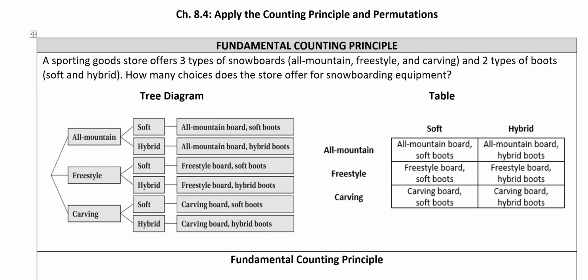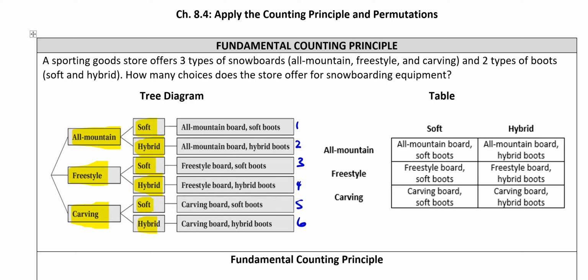Now, at this point, we've looked at 2 ways of figuring this out. We can look at a tree diagram. We'd start with our 3 types of snowboards: all mountain, freestyle, and carving. All mountain would branch off to soft and hybrid for boots. Freestyle would have soft or hybrid, and carving would have soft and hybrid. So you would see that we get 1, 2, 3, 4, 5, 6 possibilities.